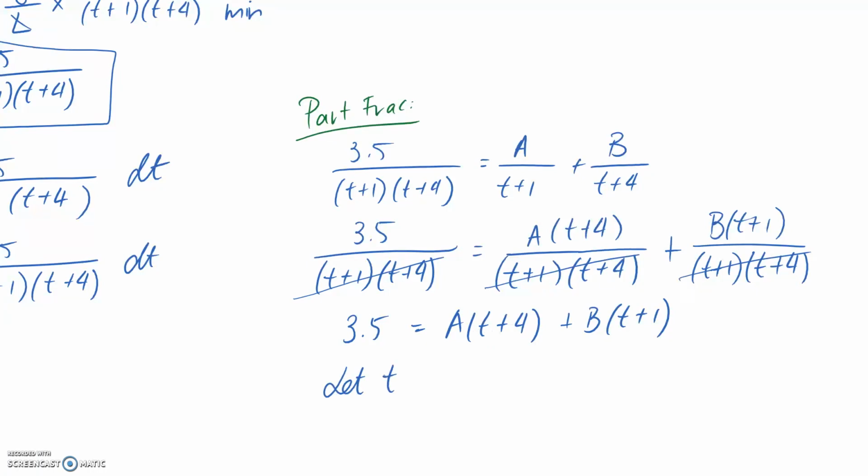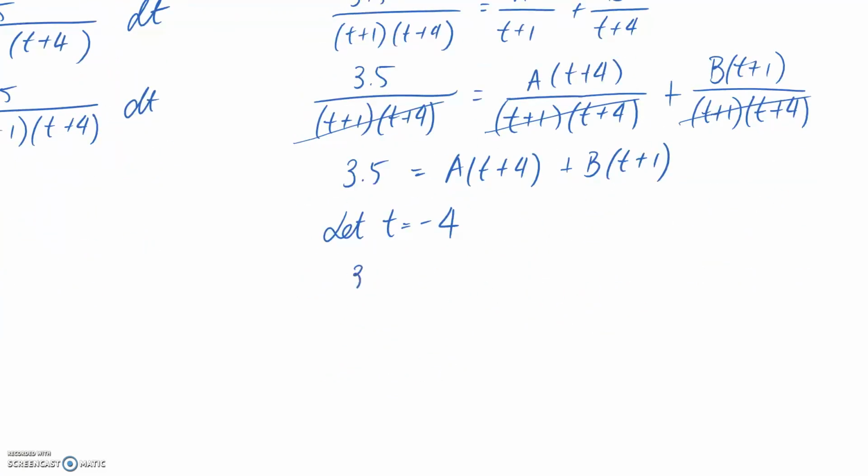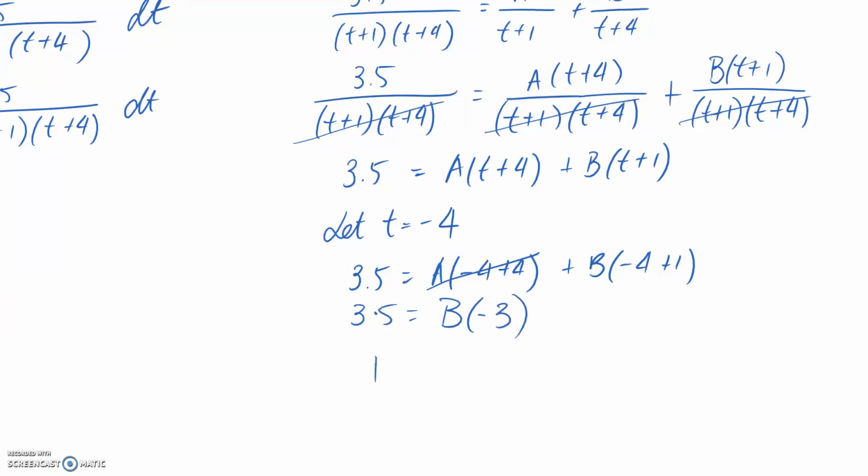So the first convenient value I'm going to pick is t equals -4, because if I sub that in here, I'm going to get -4 plus 4, which goes to 0, and it should knock out this a from the equation. So let's go ahead and do that. Okay, so this becomes 0. 0 times a is 0, so it goes away. So I'm left with 3.5 is equal to b multiplied by -3. So 3.5 divided by -3 leaves me with about -1.67.